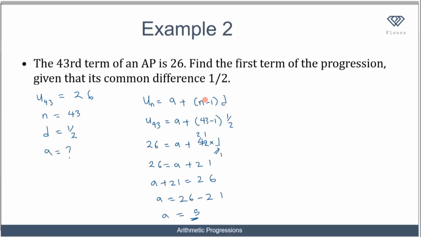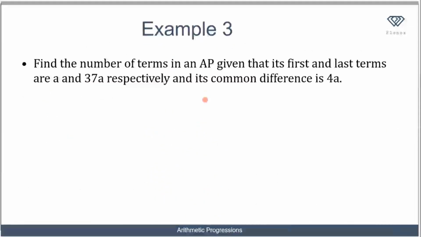Now let's look at the last example under arithmetic progression. Here we are told to find the number of terms in an AP given that its first and last terms are a and 37a. So the first term is a and the last term is 37a, and we are given that the common difference is 4a. Now we know that the nth term of an AP is given by a plus (n minus 1) times d.